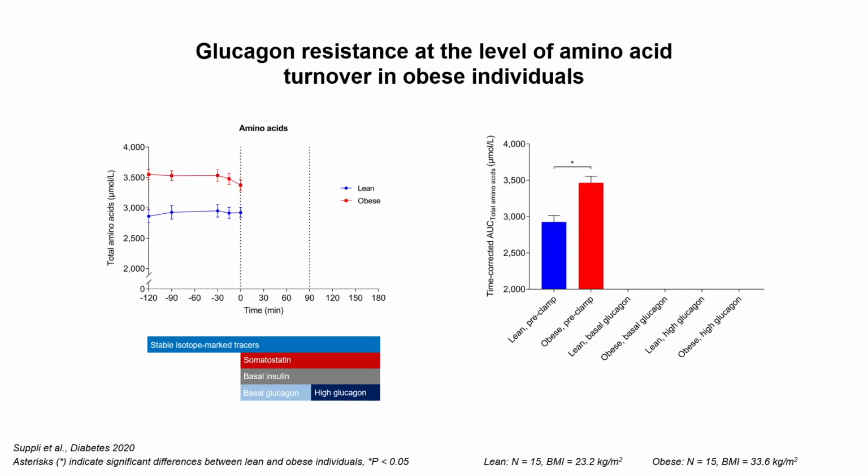But I guess amino acid concentrations are the most interesting in this setting. First, if you look at the fasting concentration of amino acids, you can see that the obese group had elevated concentrations compared to the lean. So this corresponds really nicely to what you've seen earlier. During the basal infusion of glucagon, we didn't really see any changes in amino acid concentrations, as we would expect. But when we increased the infusion rate of glucagon, something really interesting happened.